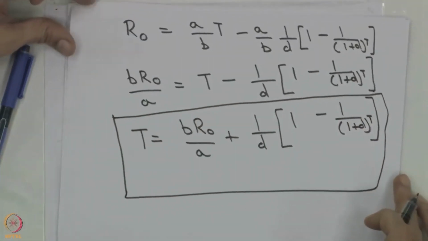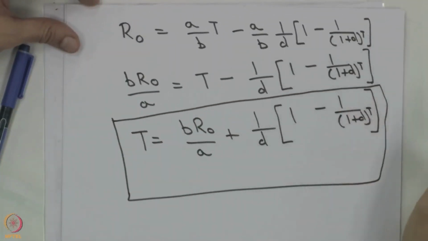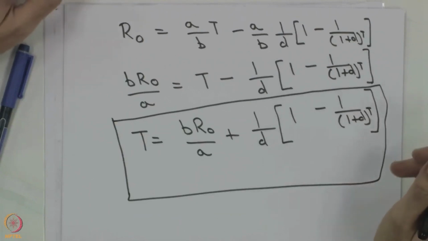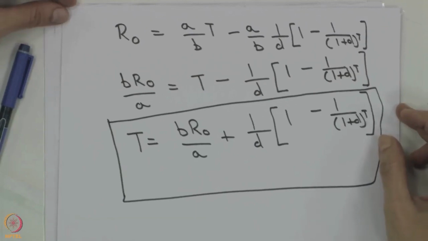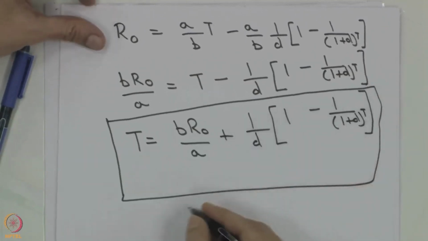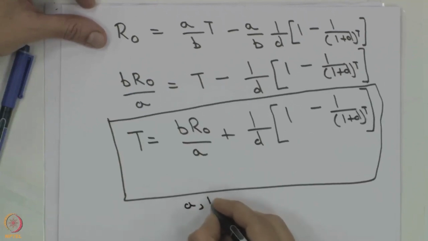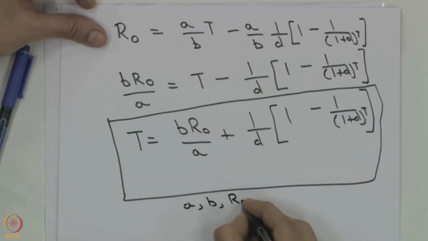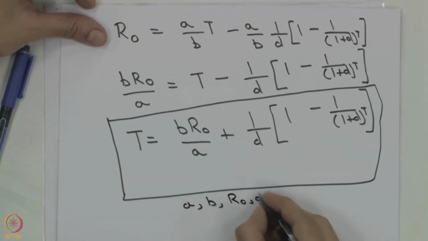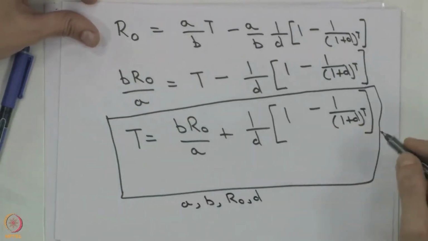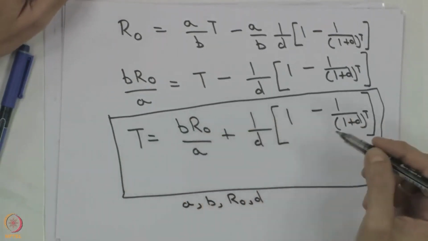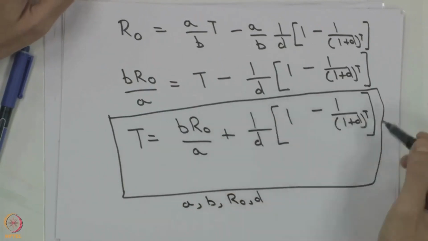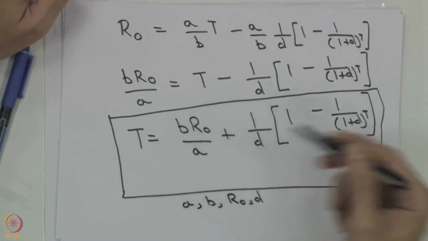We have now solved for capital T, which is what we wanted to do. We wanted to find the date of exhaustion, which is unknown. We do this in terms of the coefficients A, B, R0 and d. A, B, R0 and d are known. Please remember, this is an equation where you have T on both sides, so you can do it in an iterative fashion.